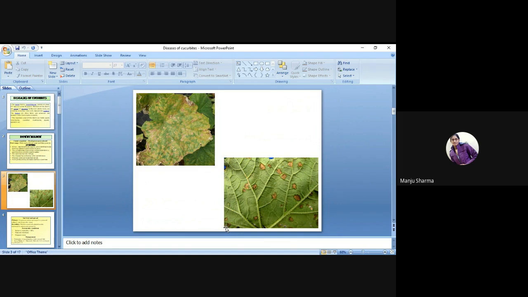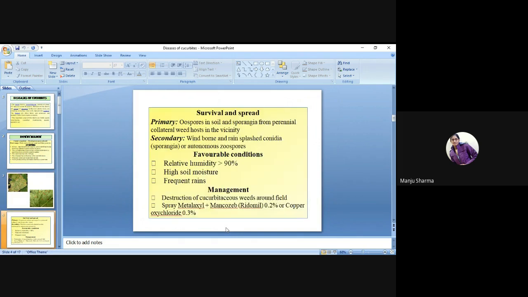So these are the symptoms of the disease. Now survival and spread. Primary oospores in soil and sporangia from perennial collateral weed hosts in the vicinity. Secondary wind-borne and rain-displaced conidia, sporangia or autonomous zoospores. Favorable conditions like relative humidity of 90%, high soil moisture, and frequent rains.